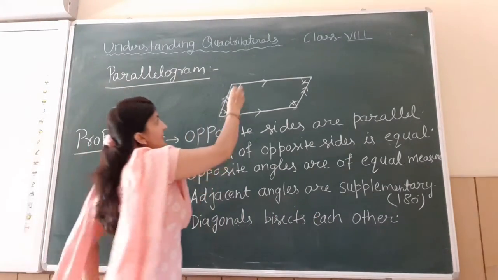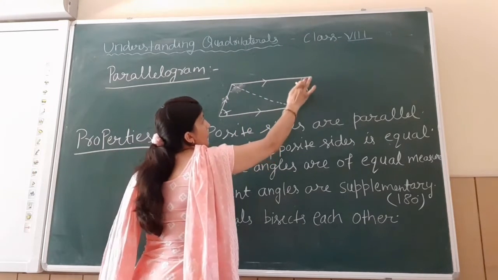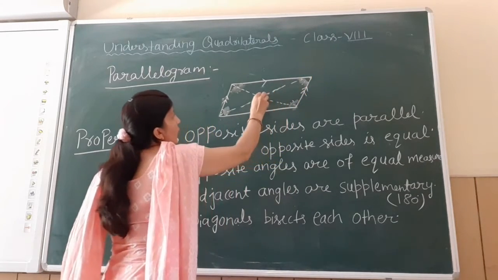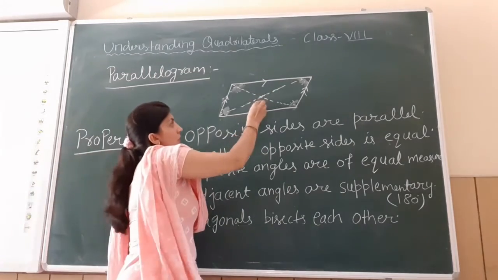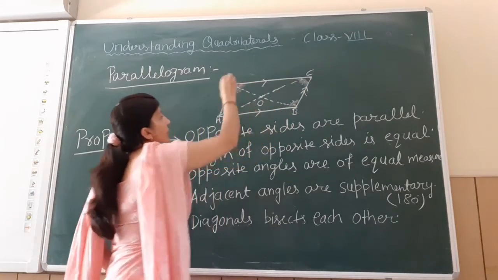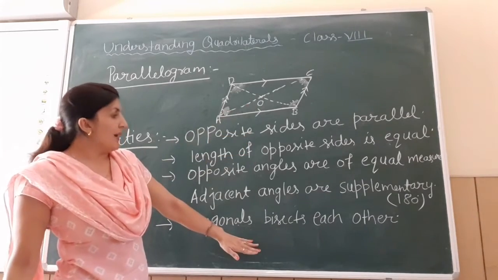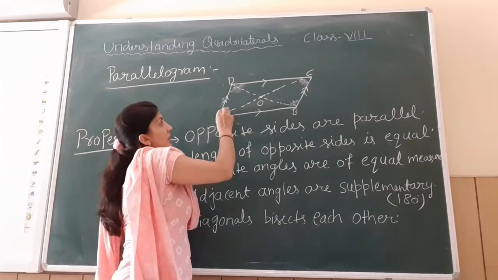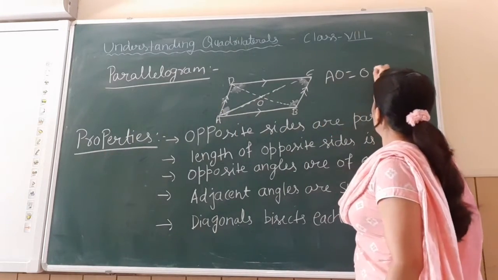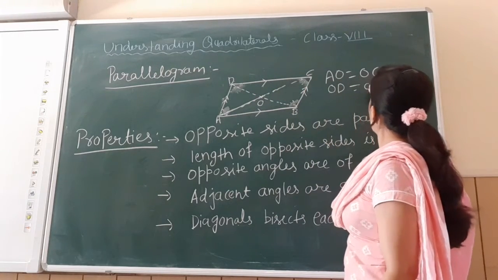Diagonals bisect each other. Firstly we will draw the diagonals. Diagonals means if we join the opposite points, they will of course meet at a point. We will name it O. If the vertices are named A, B, C, D, then at the point where the diagonals meet, they are bisecting each other. Means AO is equal to OC and OD is equal to OB.